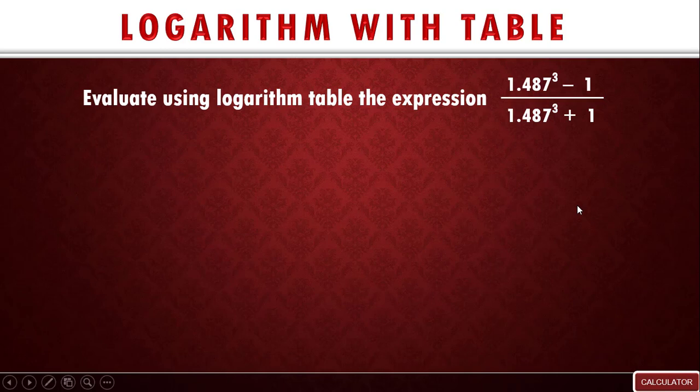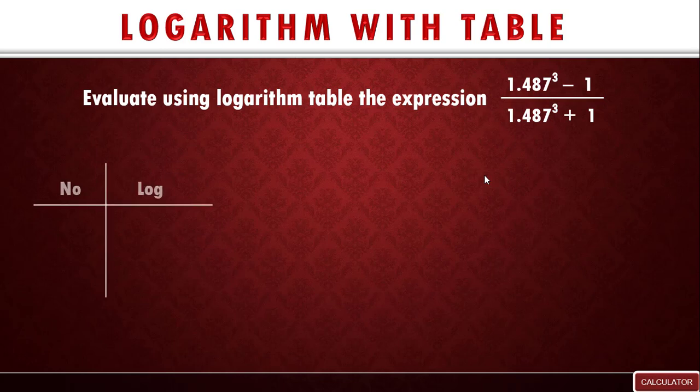Well, to solve this kind of expression, what we need to do first, if you observe the numerator side, is having this same number at the numerator side and having the same one at the denominator side. So what we need to do first is to take the log of this number, multiply that log by 3, and then find the antilog. So the result we get for the antilog, we remove 1 from it to get the numerator side, and then we add 1 to it to get the denominator side. So let me show you how to do that.